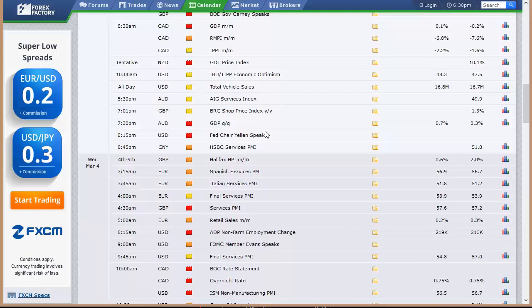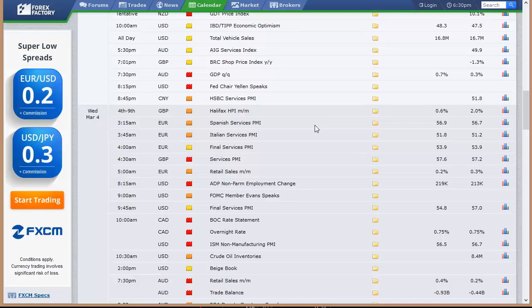AIG Services Index, BRC Shop Price Index, Australia's GDP number at 7:30 p.m. Eastern Time on Tuesday. Yellen speaks somewhere at 8:15 p.m. Eastern Time Tuesday. Must be out of country, I would think.